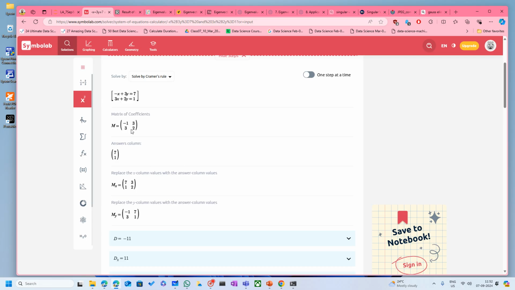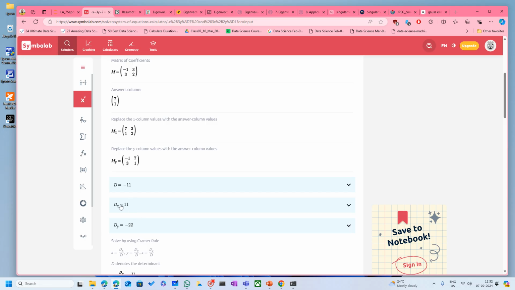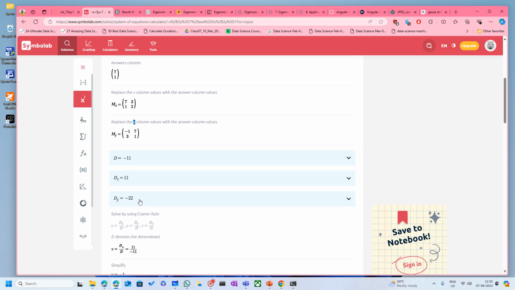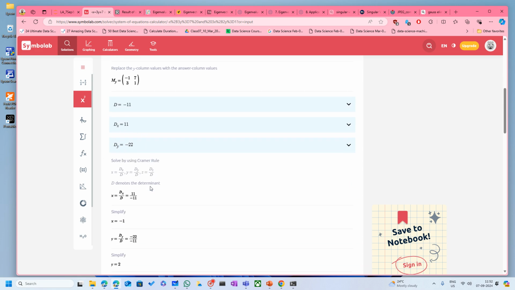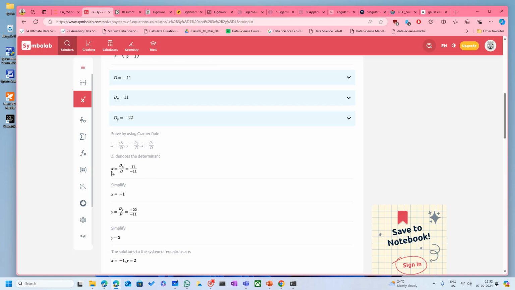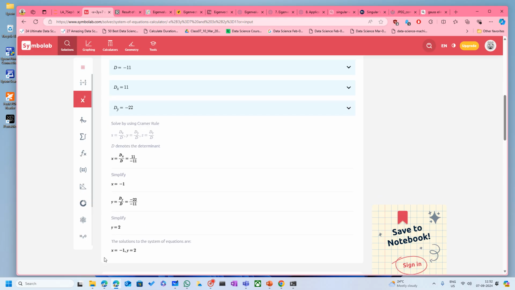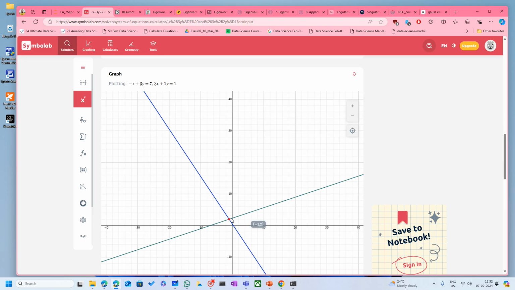Now you replace the first column with 7, 1 and calculate the determinant. You will get 11. Likewise, you replace the y column with 7, 1 and calculate the determinant. You will get -22. Once you have all three determinants, you start dividing. To get x, divide the determinant of x by D, the determinant of the original matrix, and you will get -1. The determinant of y divided by D gives +2. So the plot remains the same, because the lines intersect at this point.